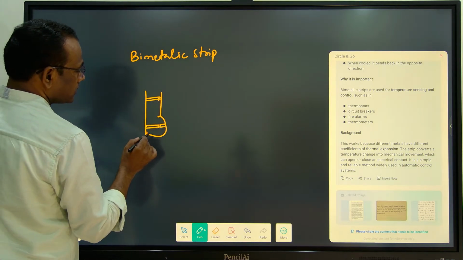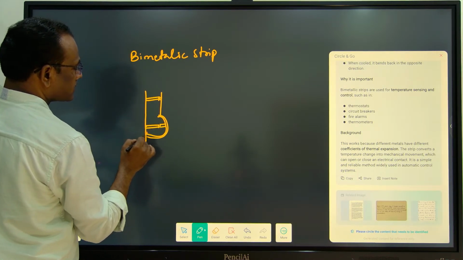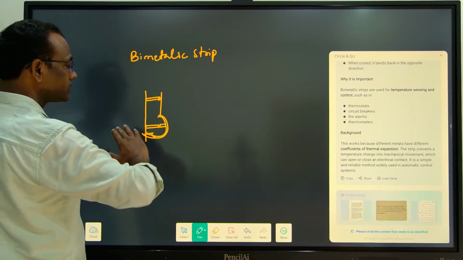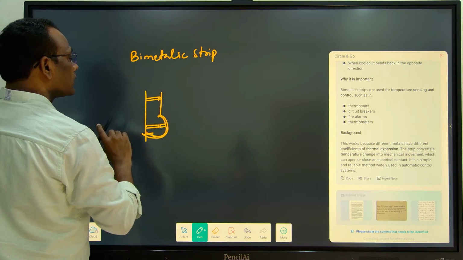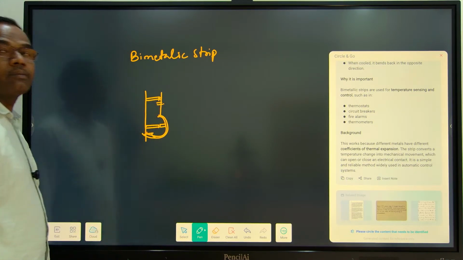Observe here, it is there like a bimetallic strip. It is a bimetallic strip. So on heating, what's happening? It is bending like this. So here the contact is broken. Yes, that is a bimetallic strip.